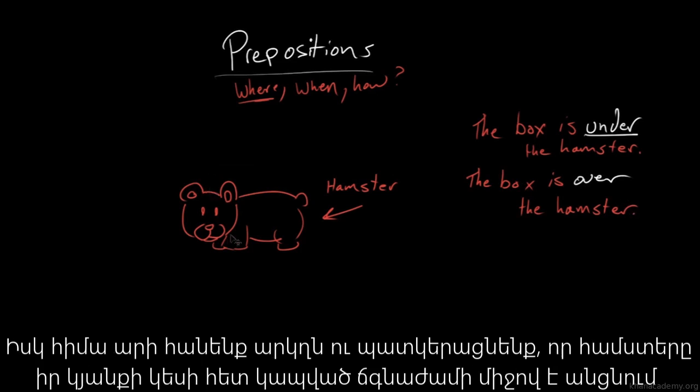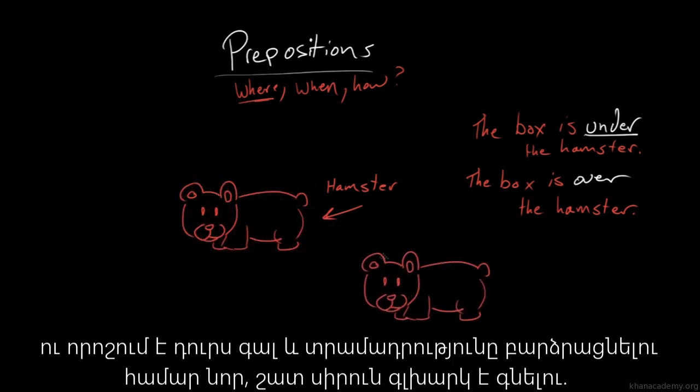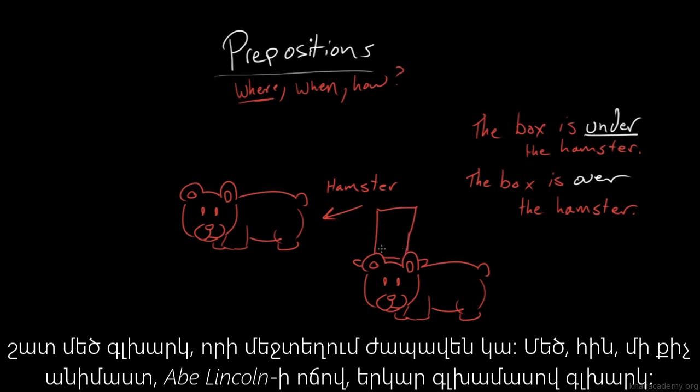But let's get rid of the box. And let's imagine that our hamster is having a midlife crisis. And our hamster decides it's going to go out and it's going to splurge on a fabulous new hat. Just an enormous top hat. A little band in the center. Just a big, old, silly Abe Lincoln-style stovepipe top hat.